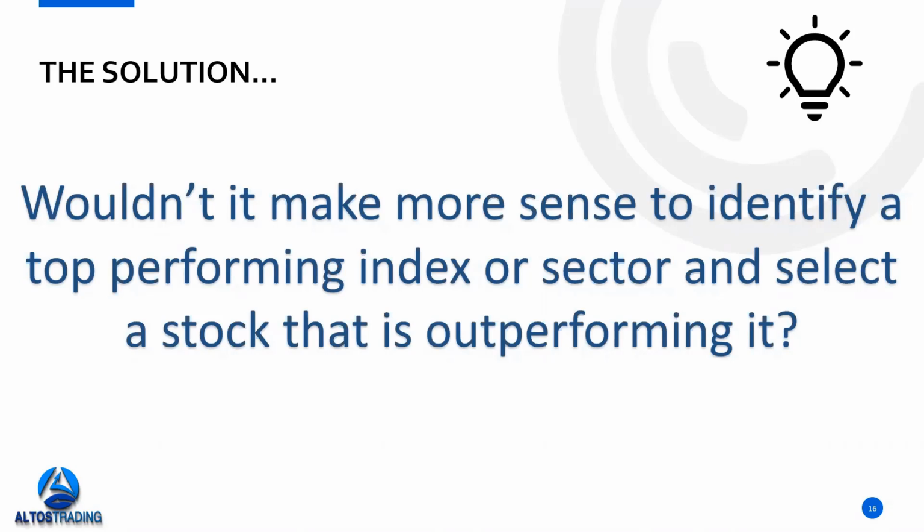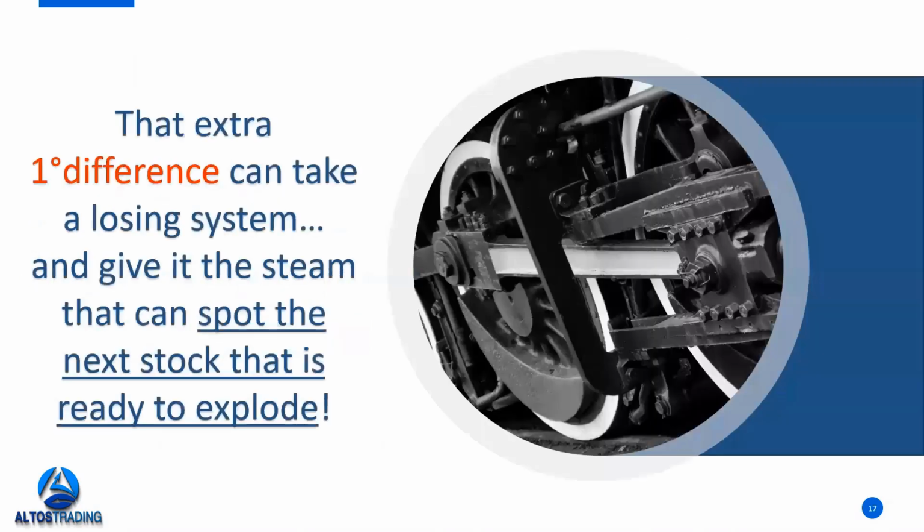If we can identify an index or an industry or a sector that's already performing well, and I'm going to show you how to do that here in a second, then wouldn't it make more sense to start looking for opportunities within that industry or sector and then find the one that's outperforming it? That's going to give you that extra 1 degree edge that will help you spot these opportunities before stocks skyrocket. And that extra 1 degree difference can take a losing system and give it the steam that can spot the next stock that is ready to explode.